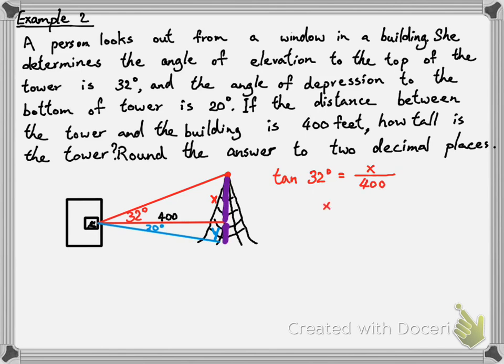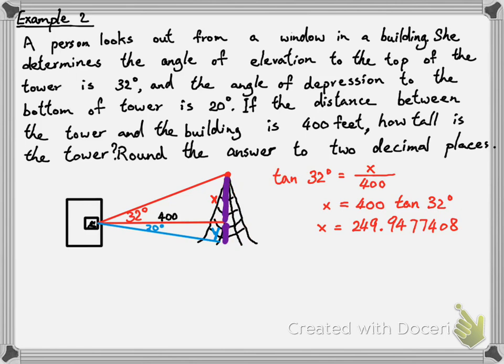To solve for x, we will multiply 400 to both sides of the equation. So now we have 400 times tangent of 32 degrees, so that x is approximately equal to 249.9477408. Again, we do not want to round the x value here, because x is not the final answer. The final answer is that we need to add the x and y values in order to find the height of the tower.